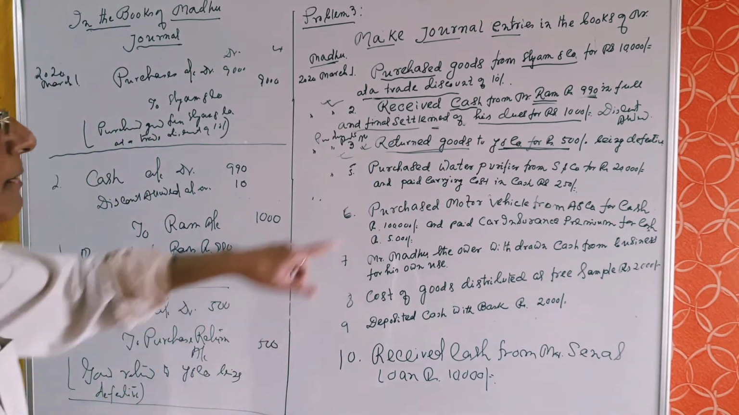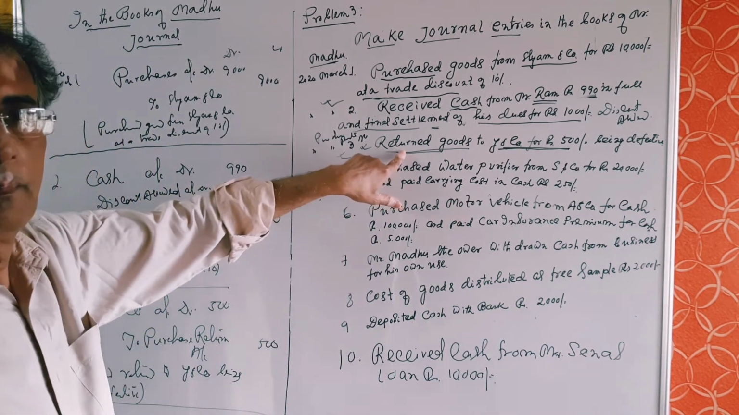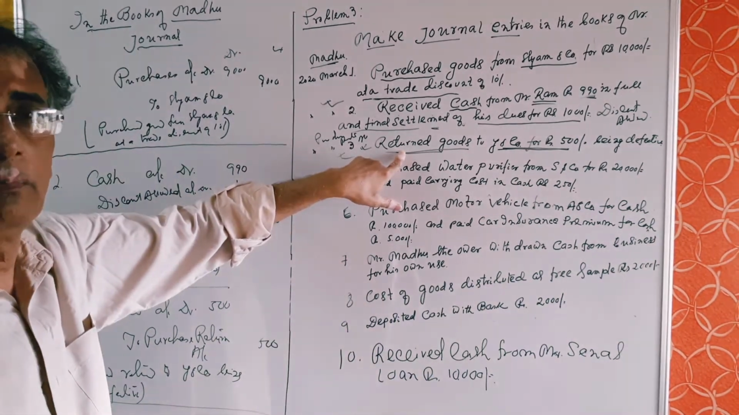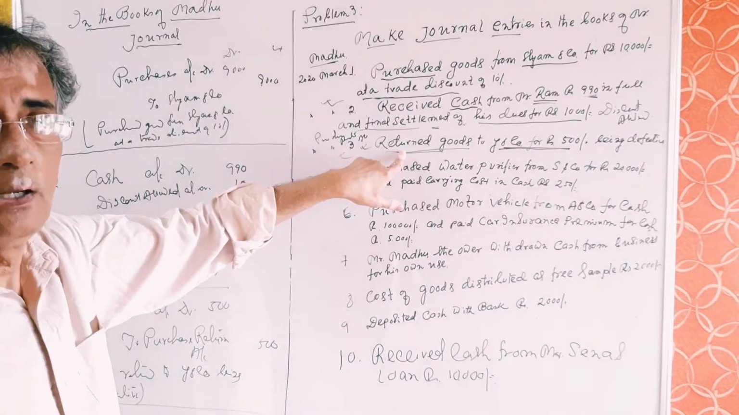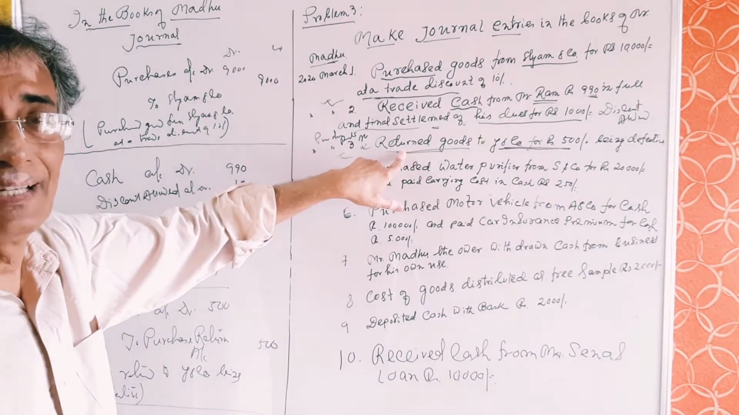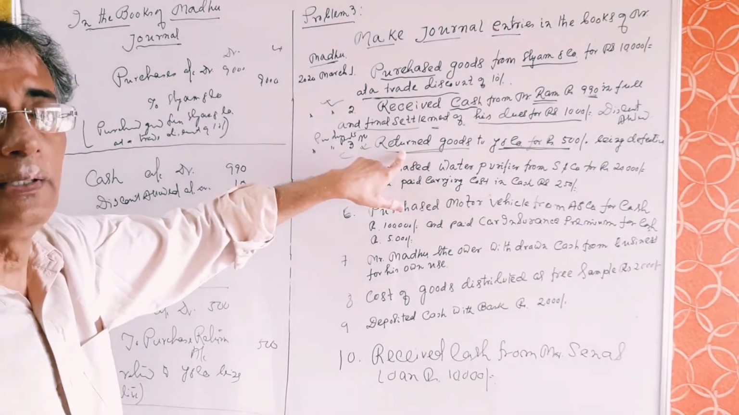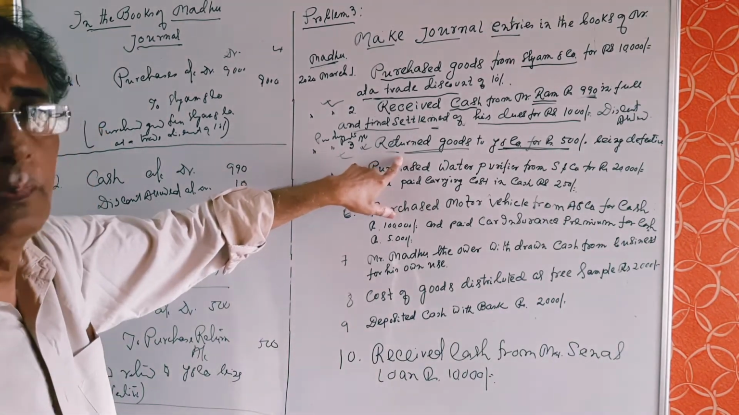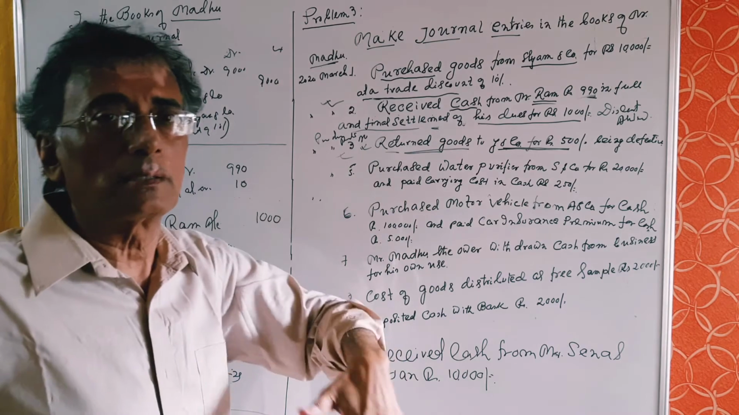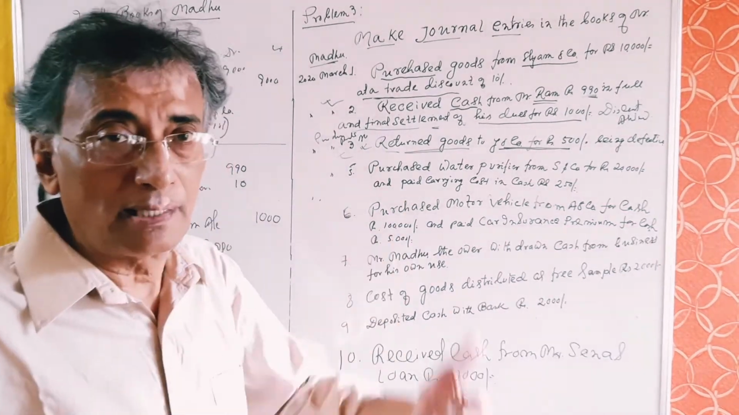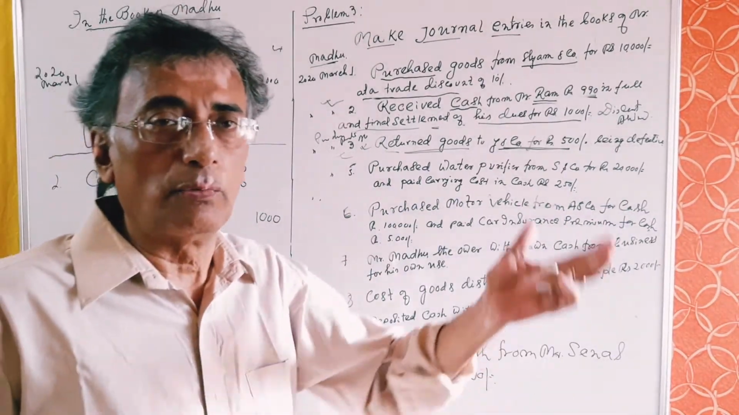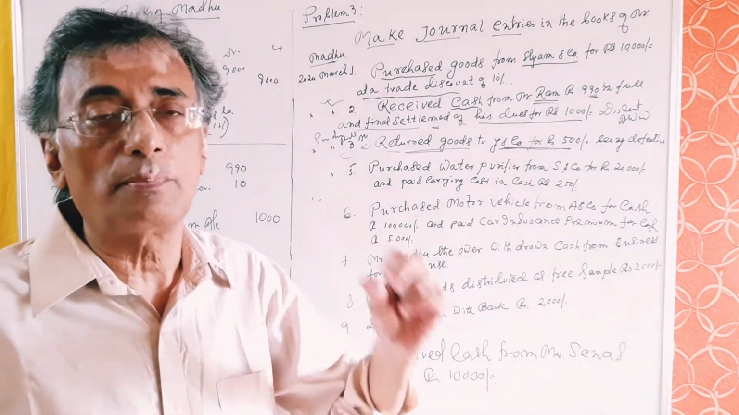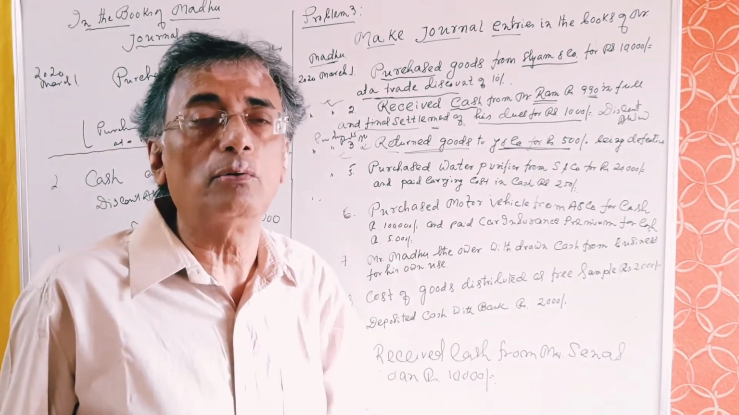So what is the head of account in case of return of goods? Purchase return account. When we return goods to suppliers, the purchase return account will be considered, and when customers return goods to us, sales return account will be considered.